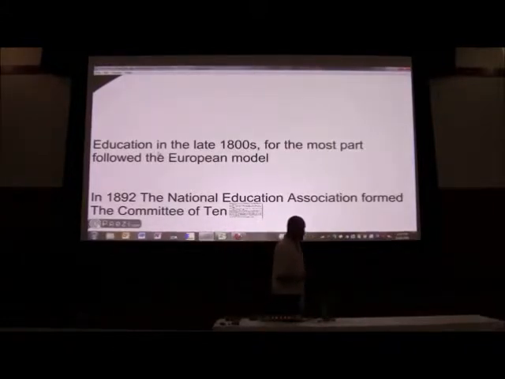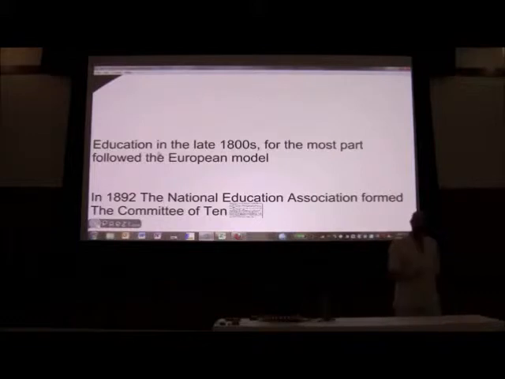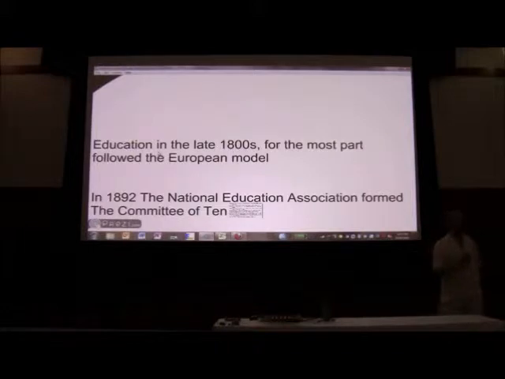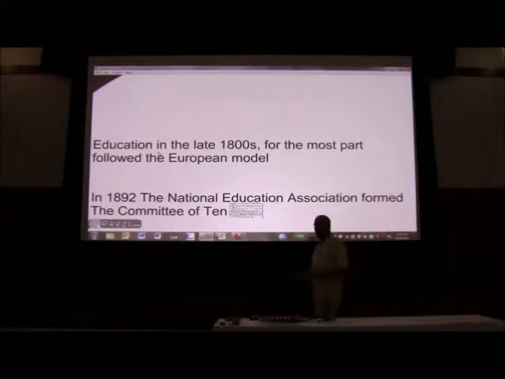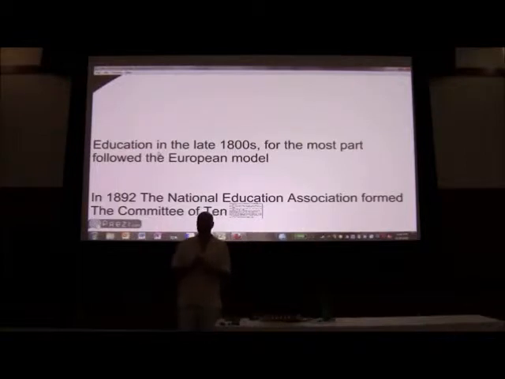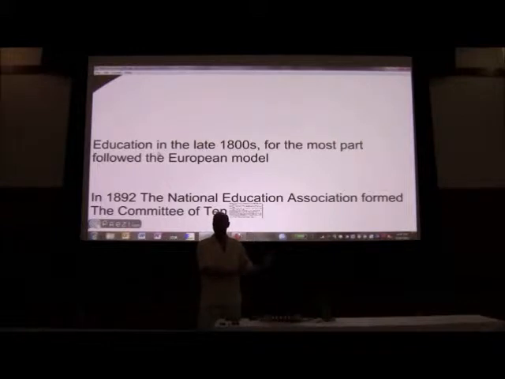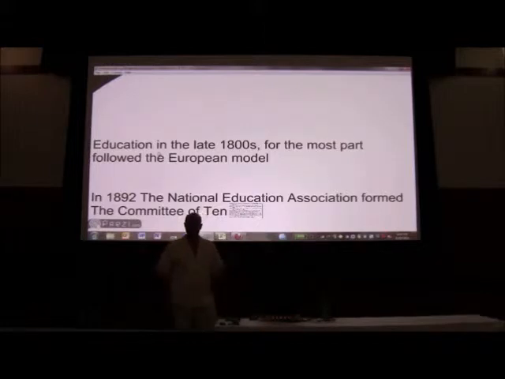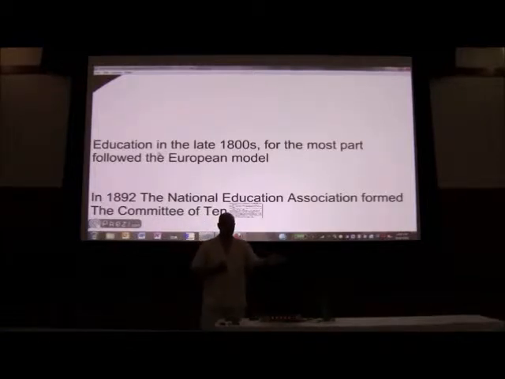The third document that I'd like to show, coincidentally, also comes from 1892, exactly 119 years ago. This is about the first standards movement in the United States. Education in the late 1800s, for the most part, followed the European model for secondary education. That included that in the 10th grade, you would make a choice. That system of education that I'm about to describe is used still for most of the European system, and actually in most of the world for secondary education.